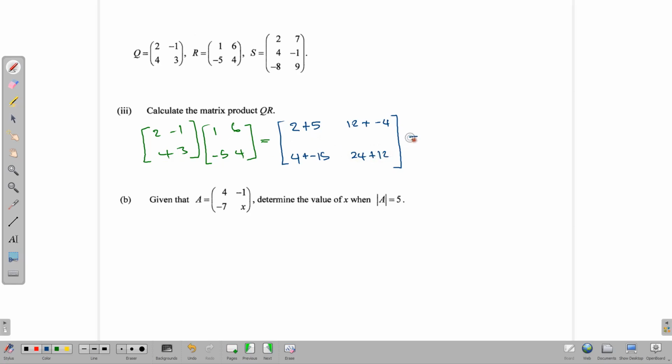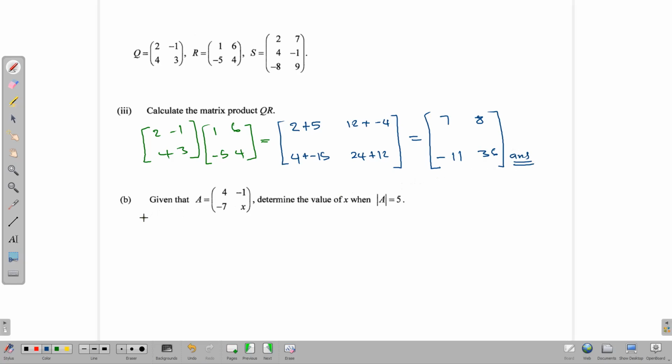And so we can tidy this up and write it as 2 plus 5 is 7, 12 plus -4, same as 12 minus 4, that's 8. And 4 plus -15 is the same as 4 minus 15, that's -11. And 24 plus 12, of course, is 36. So that is our answer there.